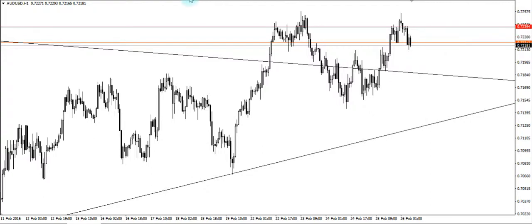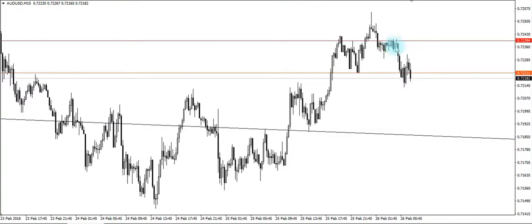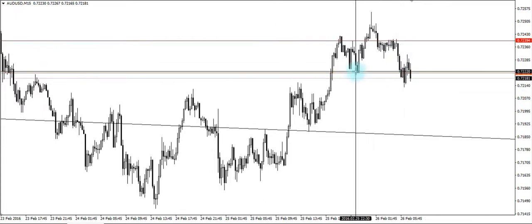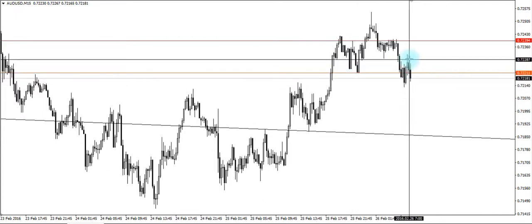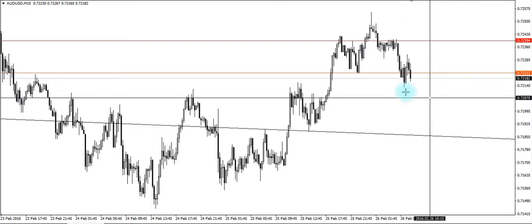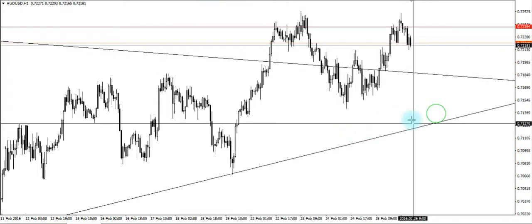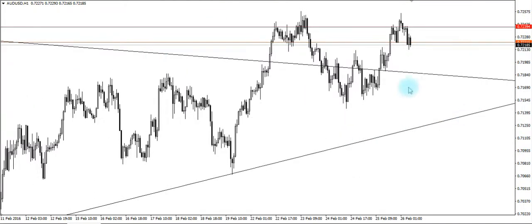Zooming into the 15-minute charts, we have seen that the price has begun to fall, broke below the support level right here, came out a little bit, and now it's resuming depreciation. So you may want to give a shot for this currency pair towards the bottom of the rising trend channel itself to take profit. That's still about a profit of 70 to 80 pips to be made.